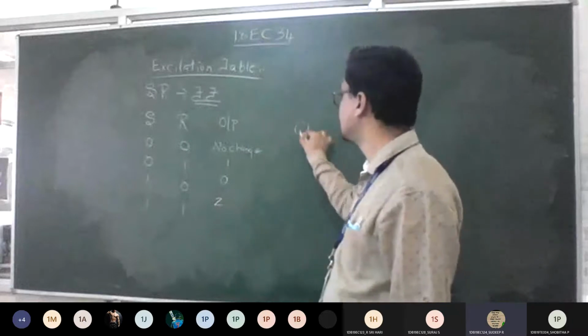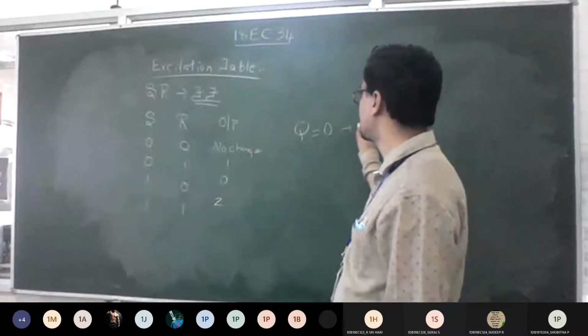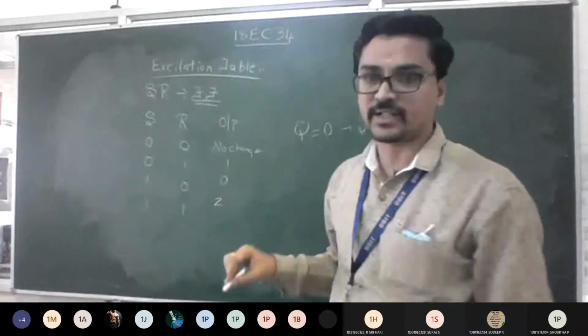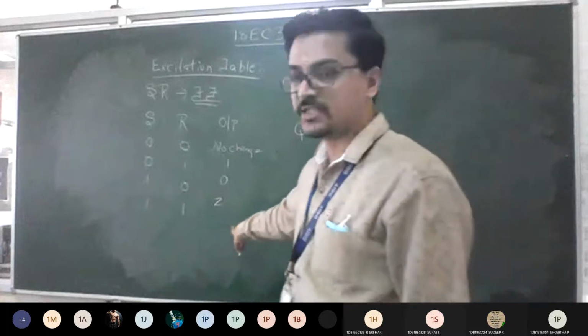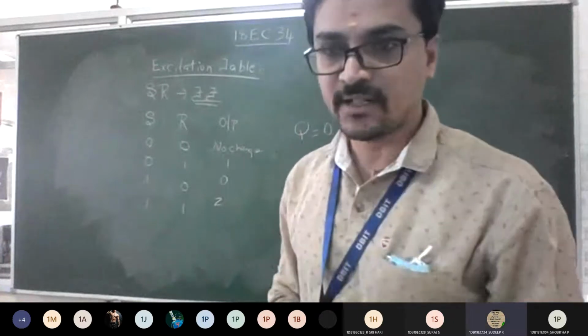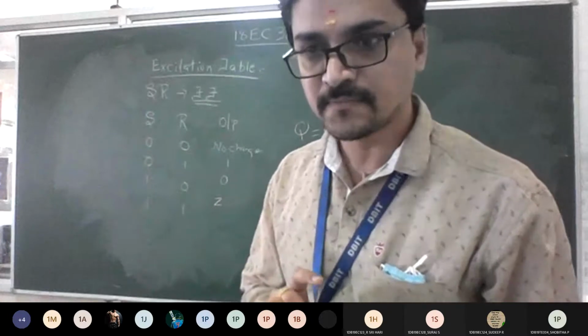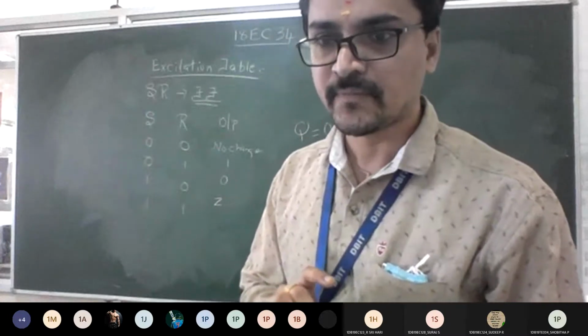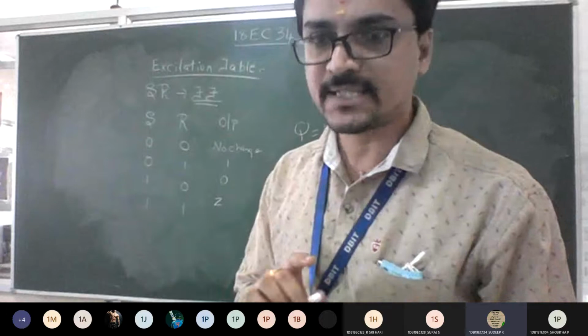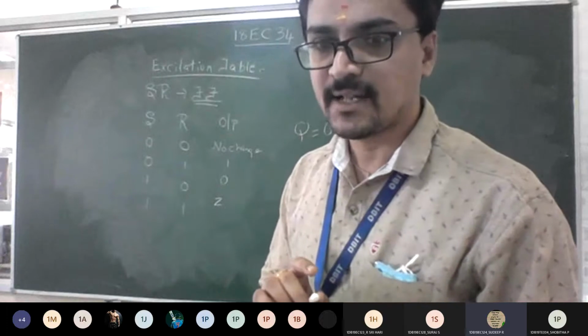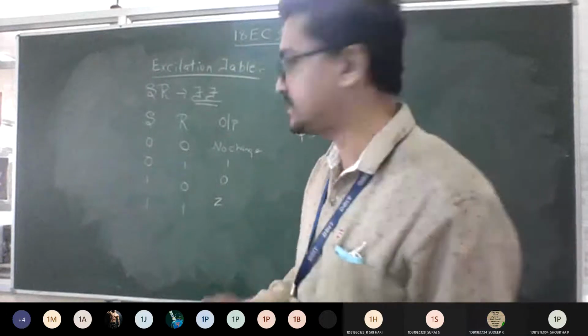If Q is 0, your Q bar should be 1. That is what the logic is, right? But when it comes to this SR flip-flop 1, 1 condition, both tend to become 0, both tend to become 1. Is it possible? No, sir. That is why we are going to call it high impedance state, undefined state.